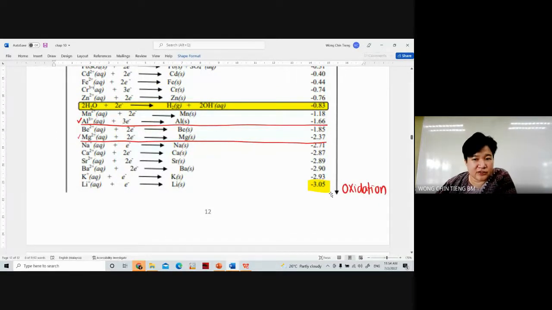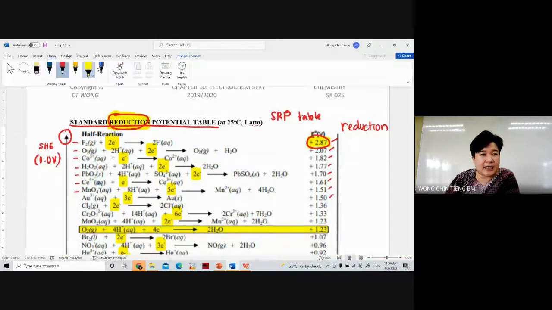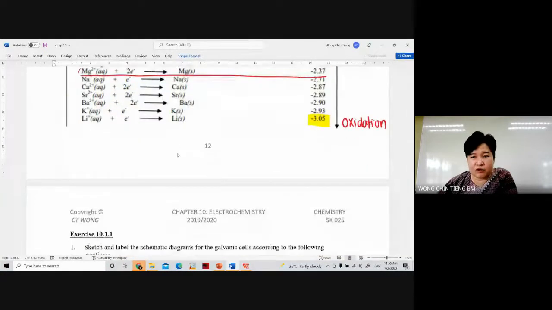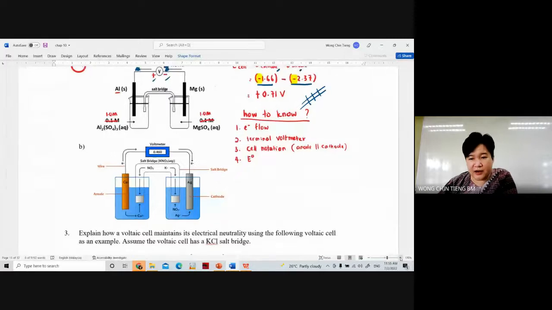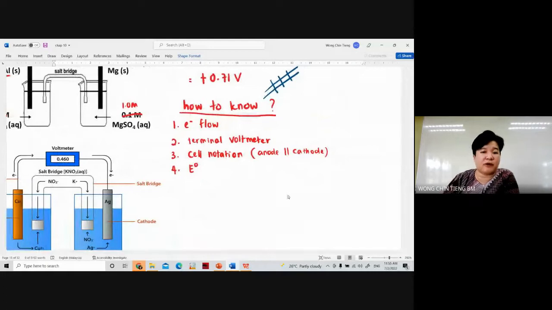Okay. So, dengan kata lain, siapa yang akan undergo reduction? Orang yang akan undergo reduction adalah E0 that is more positive. Okay. Vice versa, siapa undergo oxidation? E0 that is more negative. Okay. So, cara keempat yang saya hutang kamu tadi adalah E0 value. How do I determine the anode cathode? How can I know which one will be the anode, which one will be the cathode?